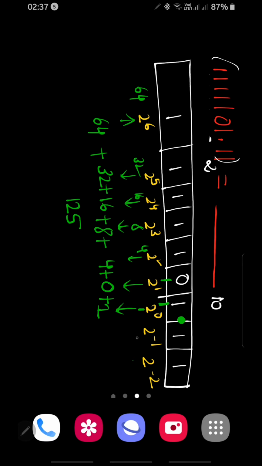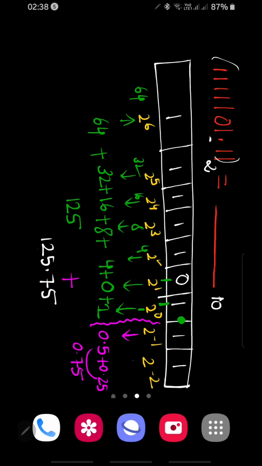And coming to that side, this value is 0.5 and this value is 0.25. So 1 by 4. Okay. The addition is 0.75. So 125 plus 0.75 is equal to 125.75. So this is the way we can calculate the values from binary system to decimal system.